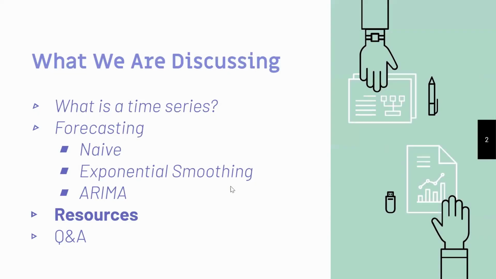Now, the specific things that we'll be discussing: at first, what is a time series? Before we can forecast it, we have to define what it is, since some of you might not know. Then we're going to be talking about forecasting, the main three types of methods: naive, exponential smoothing, and ARIMA. We'll also be talking about decomposition before forecasting. And then I'll share a few resources, and then we'll have a Q&A.